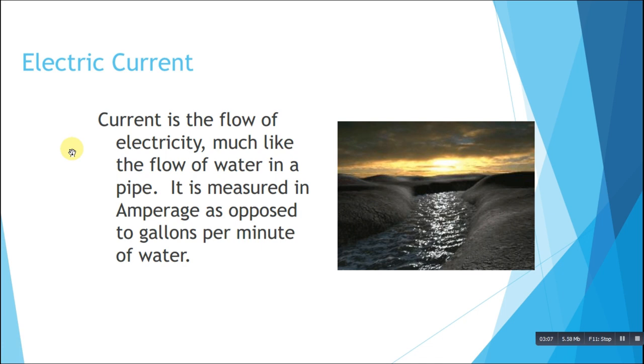Electric current is the flow of electricity, much like the flow of water in a pipe. It is measured in amperes as opposed to gallons per minute of water.